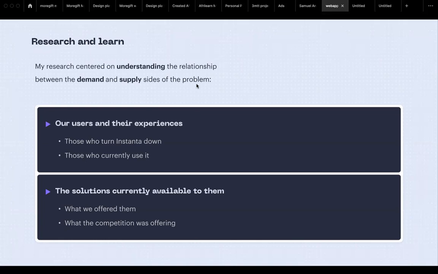So in this case, my research was to understand the relationship between the demand and the supply side of the problem. The demand side was the users, our users and their experiences. That's the demand side. Those who turned it down and those who currently use it. I want to understand these people. And I also want to understand the problem from our side, because this is one thing I was telling you guys.